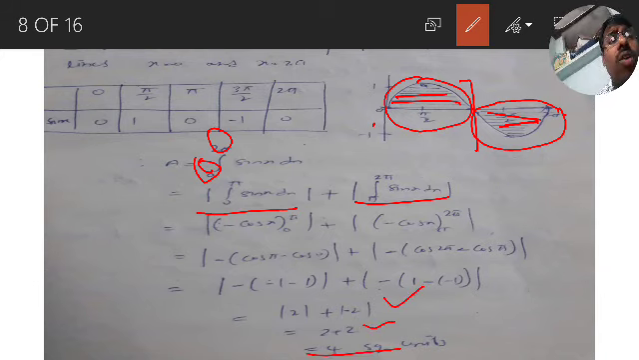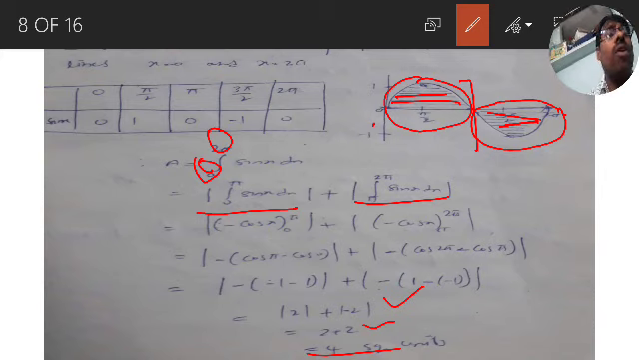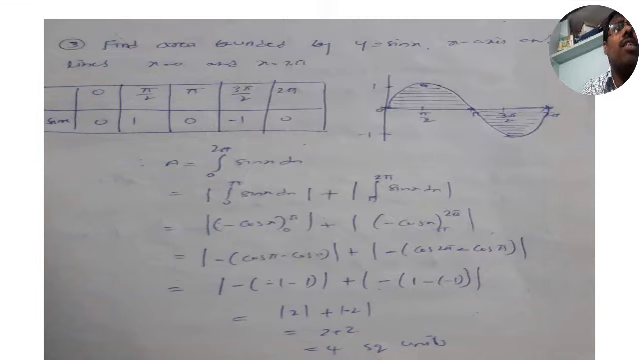If you don't take the modulus, what happens? 2 plus minus 2 becomes 0. So the integral value is negative if the curve is below the x-axis. That's why you have to take the modulus. Are you getting? You have to take the modulus. So, are you getting, guys? So this is an application of my points itself.